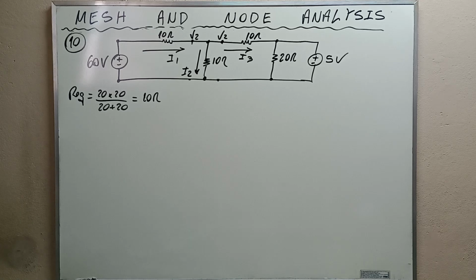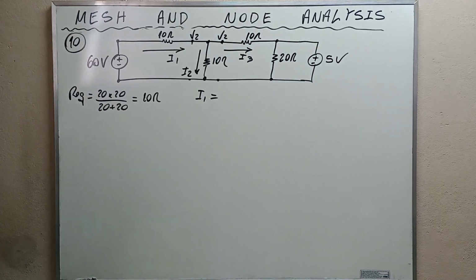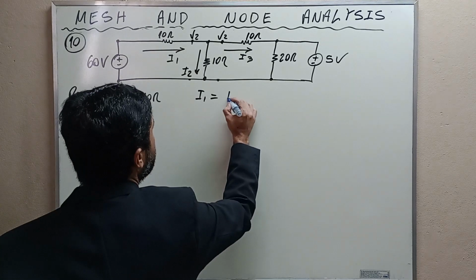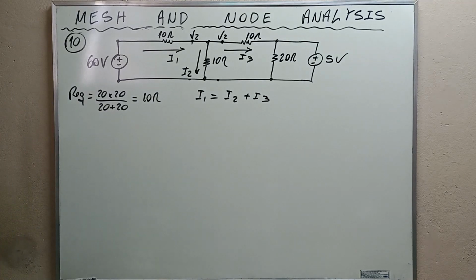The sum of the currents that enter the node has to be equal to the sum of the currents that leave the node. Alright? And what is the current that is entering the node? It is I1. I1 enters the node. And what are the currents that leave the node? They are I2 and I3, okay?